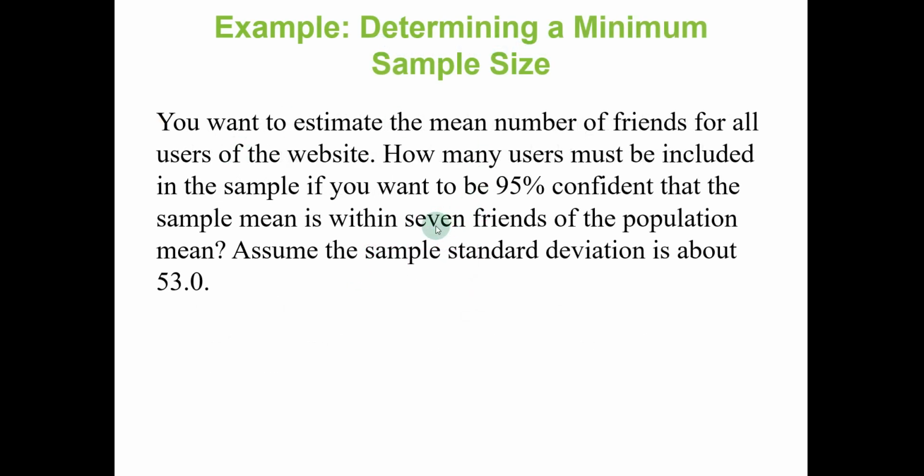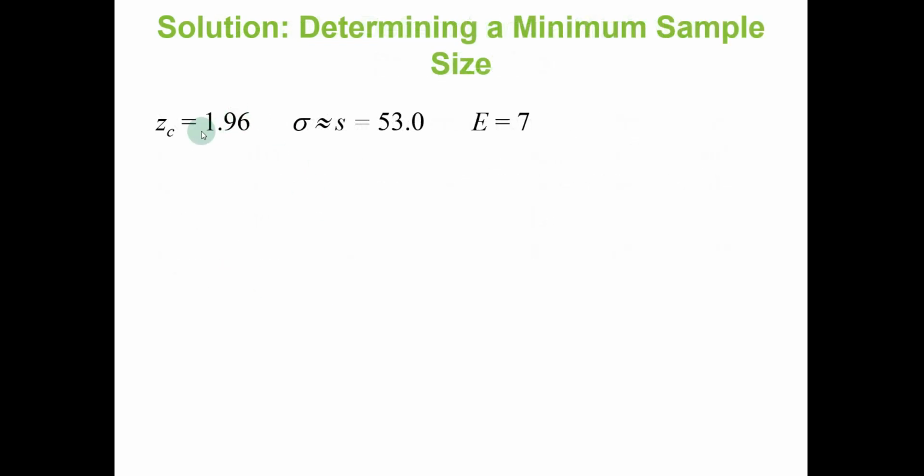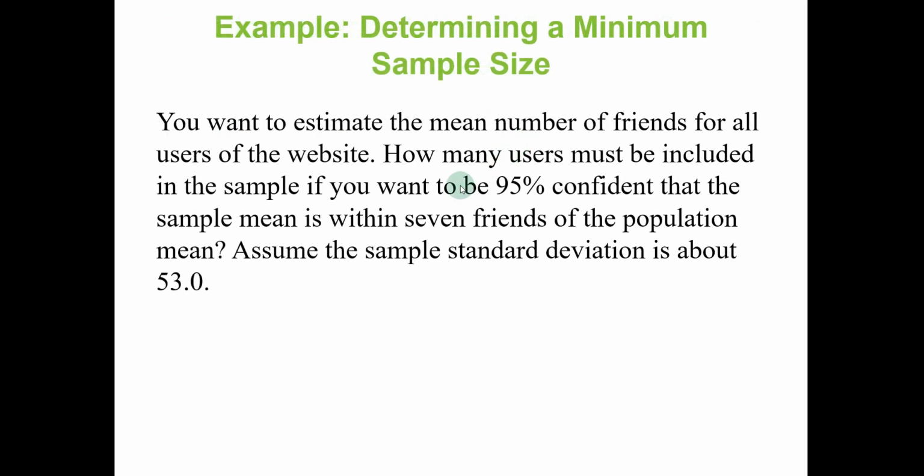So let's take this example. In this example, you've been told that your level of confidence is 95%. You've been given the standard deviation and you want to use it to do your computation. We have also been told, this is where you have to be careful, it says confident that the sample mean is within 7 friends. So this is your margin of error, 7.